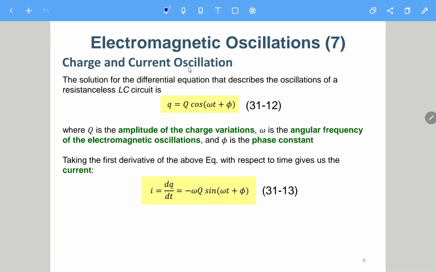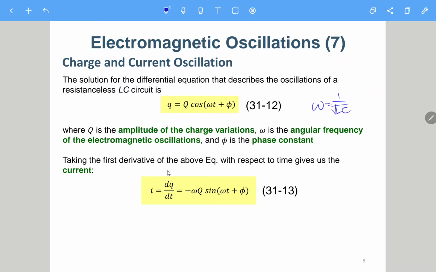So actually for the LC oscillator, we can have the solution to the second order ODE like this. Q equals capital Q, the maximum charge, or the initial charge, times cosine of omega t plus phi, and here omega is 1 over square root of LC as we derived. So this is the natural response of the resistanceless, or lossless, LC circuit.